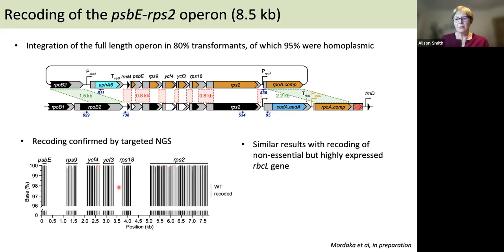We actually got very similar results with the recoding of a non-essential gene for the enzyme Rubisco, but it's a very, very highly expressed gene. And again, we saw efficient homoplasmic replacement. In addition, there was no change in growth of the cells nor in luciferase expression.